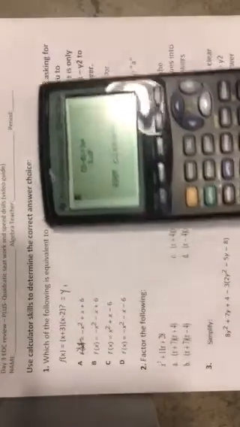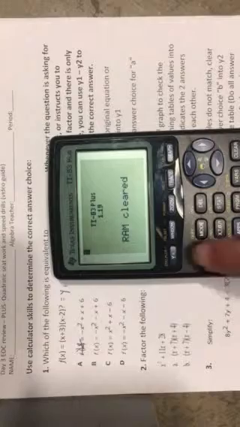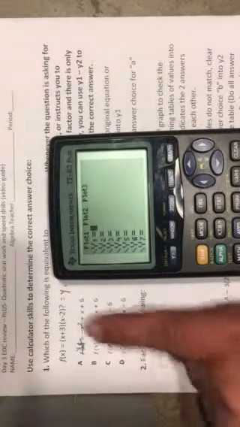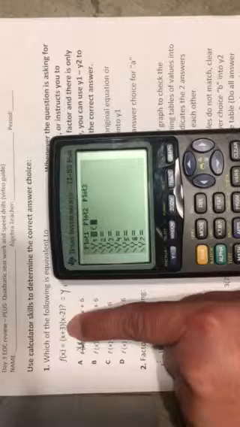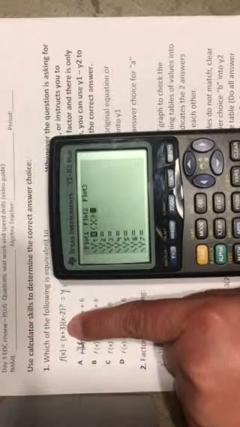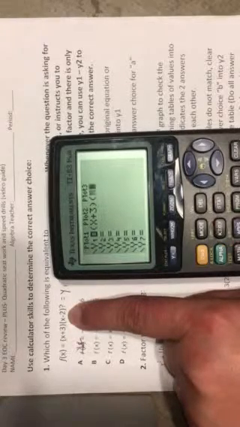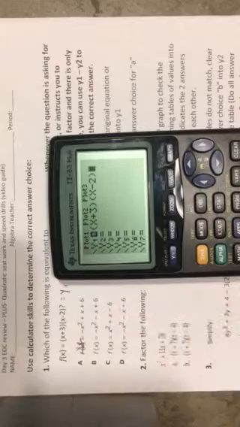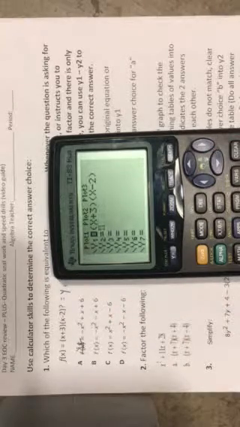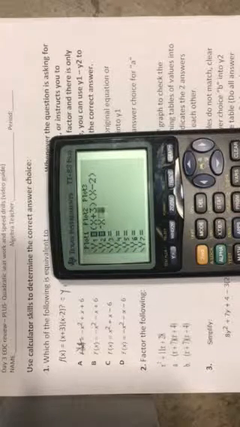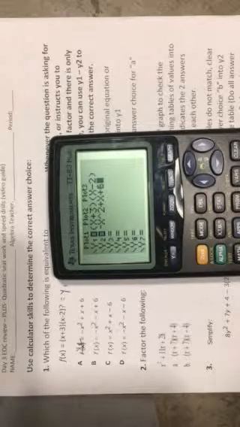First, I'm going to take choice A and put it into y2. My calculator is cleared. I'm going to go to y equals, and in y1 I'm going to put the equation they gave me, x plus 3 in parentheses, times x minus 2 in parentheses. Now I'm going to go to my answer choices one at a time. I'm going to put A into y2: negative x raised to the second power, plus x plus 6.